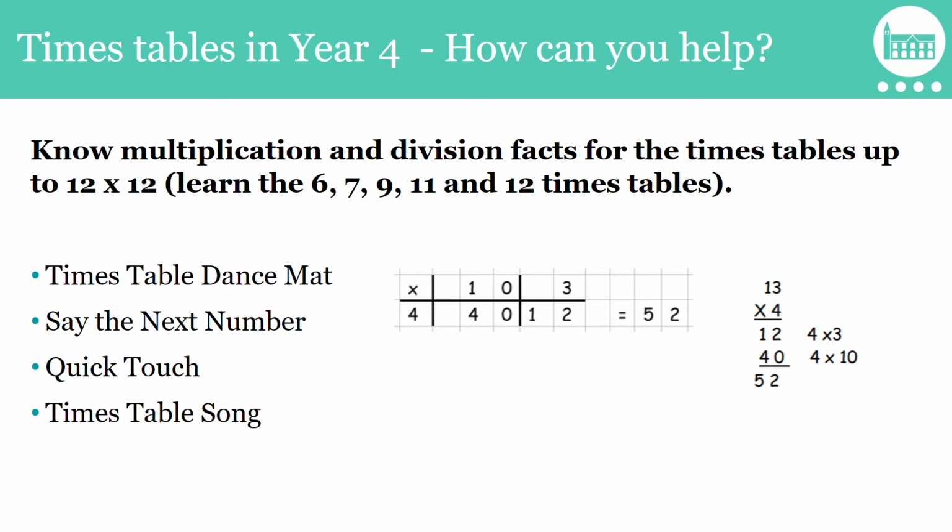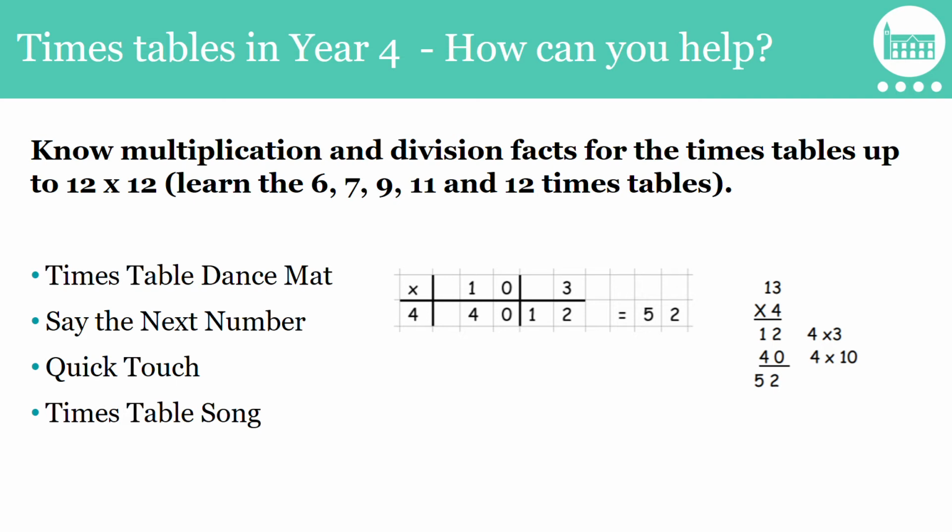For example, you could have a times table dance mat at home where you write down the multiples of the 6s or the 7s times tables and then you arrange them randomly. You can then say, for example, a question to your child, A multiplied by 6. Children then need to run to the multiple and touch the answer with their foot.